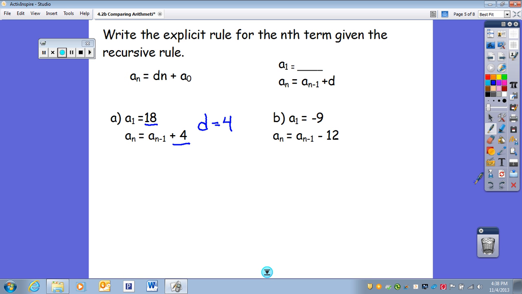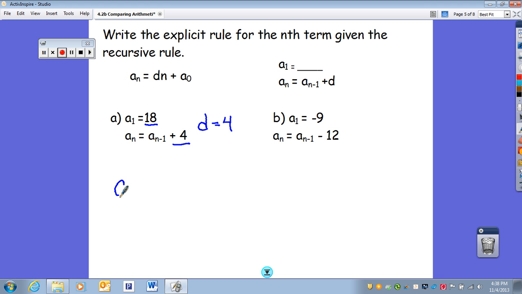What we need to do to write the rule is have a sub n, and that equals the difference, which is 4, times the number of the term we're talking about, plus the term before our first term. If our first term is 18, and I'm going to add 4 each time to get my next terms, I would like to back up a term. So instead of adding 4, I'm going to subtract 4. So that means my a sub 0 is equal to 14.